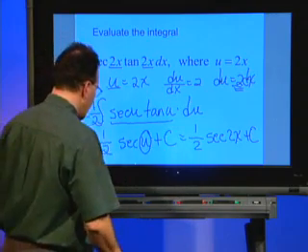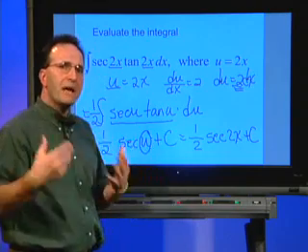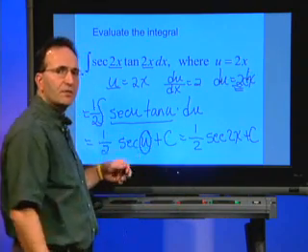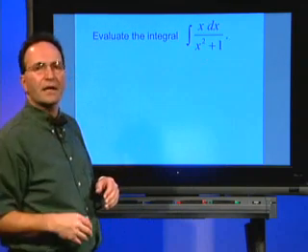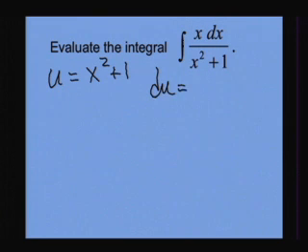Okay, let's take a look at another example, because there are many techniques of using substitution. There's not just that particular one, so let's look at this. Evaluate the integral x dx over x squared plus 1. The substitution we'll make is that u is equal to x squared plus 1. And that means that du is going to be equal to 2x dx.